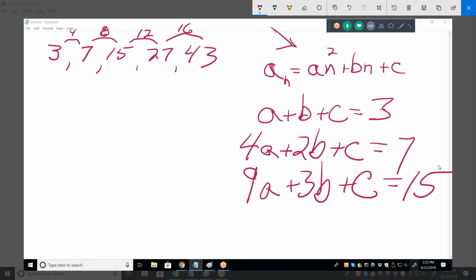I think that's only right if it's a quadratic, right? If it's a cubic, you probably need an cubed plus bn squared plus cn plus d on the other ones. That's right.